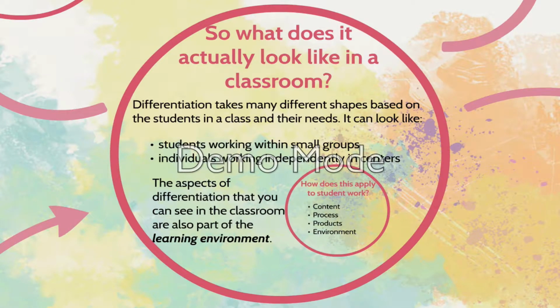So what does it actually look like in a classroom? Differentiation takes on many different shapes based on the students in the class and their needs. But it can look like students working in small groups to complete assignments, or individuals working independently in centers to clarify and review material learned in a whole class setting. The aspects of differentiation that you can see in the classroom are also part of the learning environment.